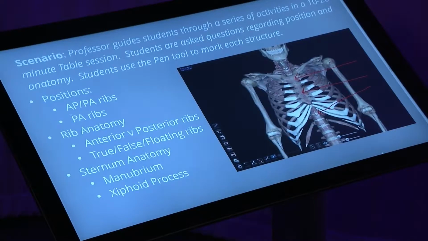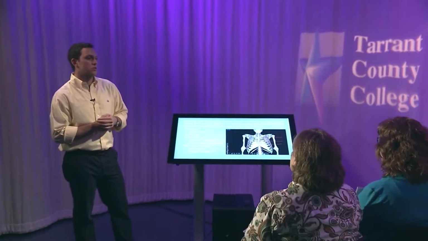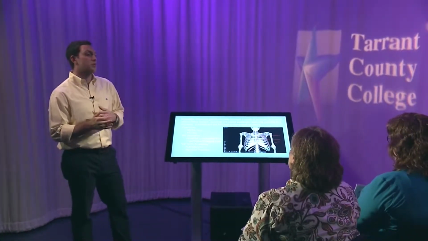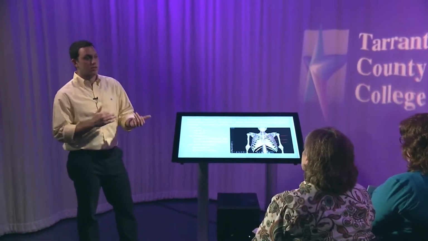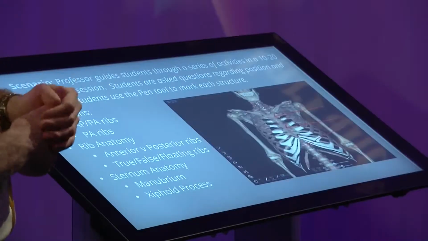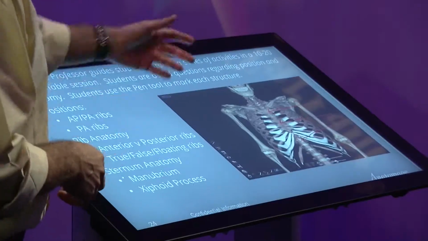So in this case, there's a series of activities in a 10 to 20 minute session. So they're asked questions regarding position and anatomy. So they use the pen tool to mark each structure, different positions, whether it's anterior to posterior, posterior to anterior, and then some rib anatomy as well as some sternum anatomy. They're asked to identify these.